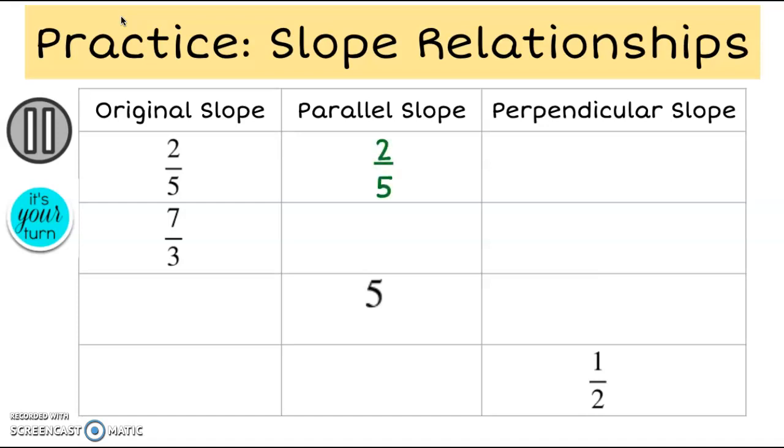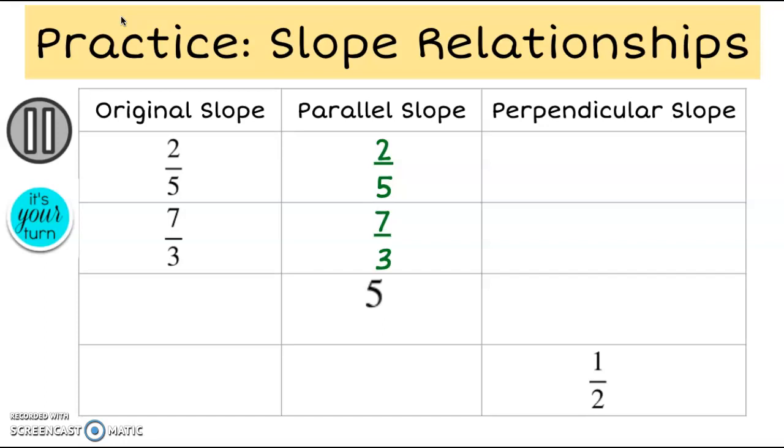2/5 stays 2/5. 7/3 stays 7/3. Nothing for us to change or do. But with a perpendicular slope, there are two parts. The numbers switch or flip places, and the sign changes.